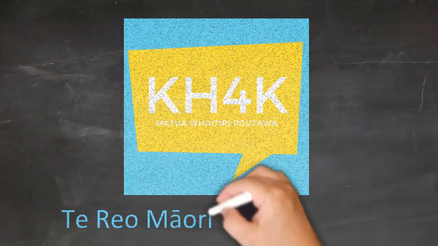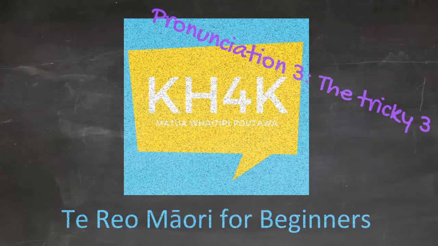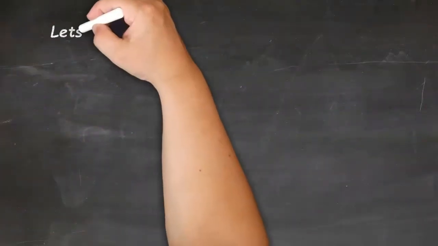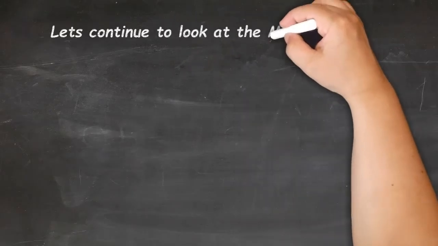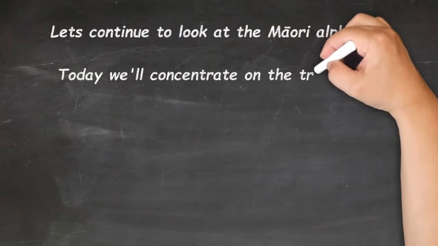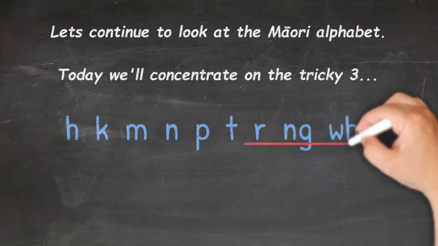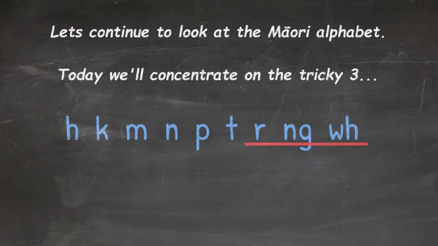Welcome to Reo Māori for Beginners, pronunciation lesson 3, and it is the tricky 3. Today we're going to have a look at the Māori alphabet and concentrate on the tricky 3. That's the rolling R sound, the NG digraph, and the WH digraph.